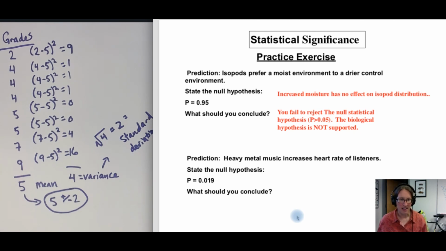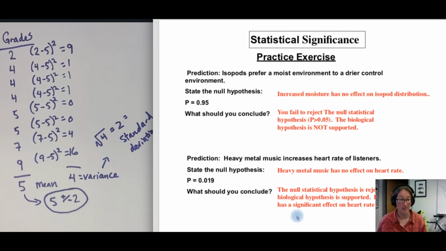Here's another one. Heavy metal music increases the heart rate of listeners. Think for a second, what would your null statistical hypothesis, your null prediction, be? Hope you came up with something like this: heavy metal music does not affect heart rate. Now in this case, let's say you get a p-value of 0.019. What should you conclude? I hope you can see you can reject the null statistical hypothesis, and this will support the biological hypothesis. So heavy metal music does affect heart rate.